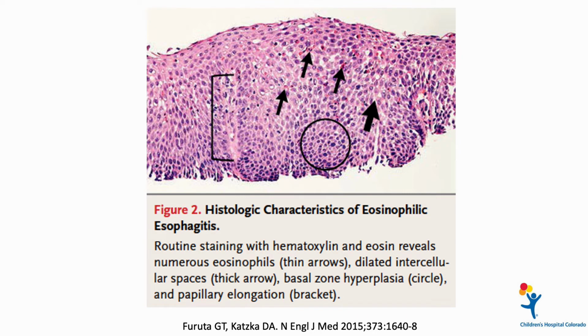And in this slide, you can see that the bracket shows you papillary elongation. The circle shows you basal zone hyperplasia. The thin arrows show you eosinophils, and the thicker arrow shows you dilated intercellular spaces.